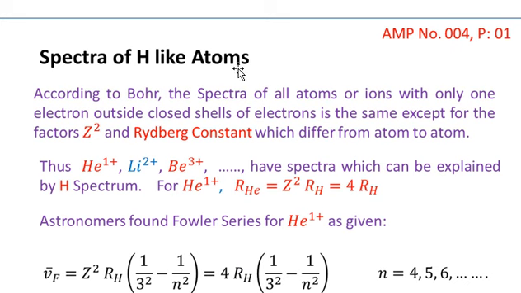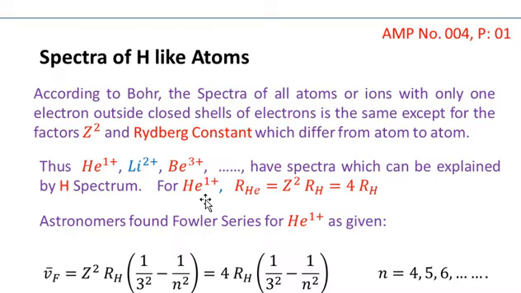Spectra of hydrogen-like atoms. According to Bohr, the spectra of all atoms or ions with only one electron outside the closed shells of electrons is the same, except for the factor Z square and the Rydberg constant, which differ from atom to atom. Thus, helium singly ionized, lithium doubly ionized, beryllium triply ionized, etc., have spectra which can be explained by hydrogen spectrum.